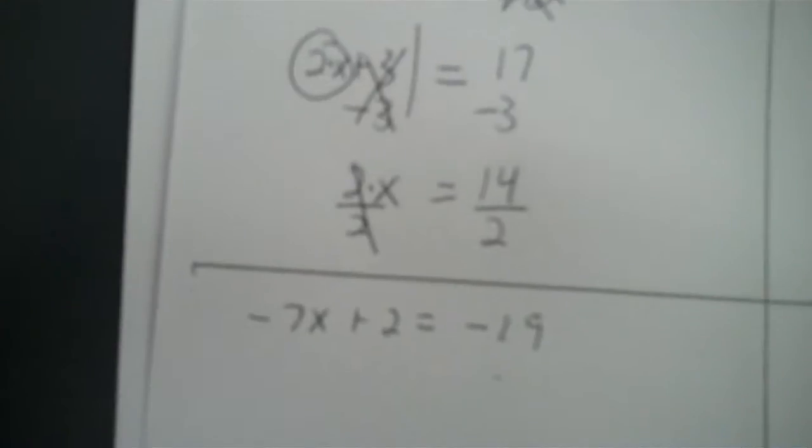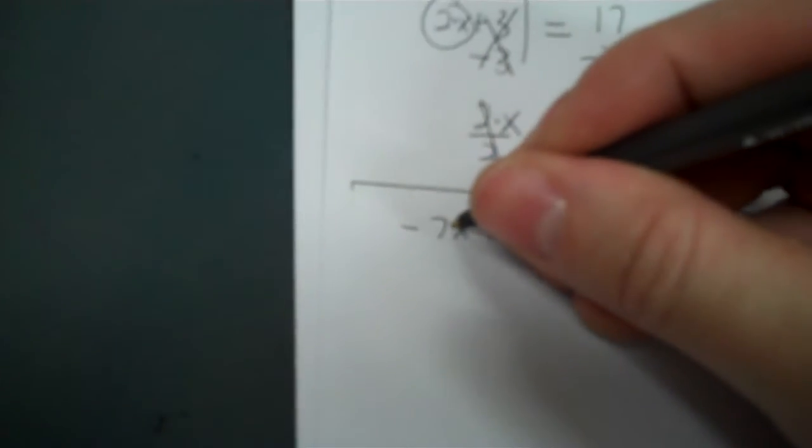Okay, pretty easy one in this next one. You can do the wall right away because this is the only x I have. Negative 7. Got a plus 2, so we need to, 2 is positive, we minus it. Okay, negative 19 minus 2 is negative 21. And now you can divide.